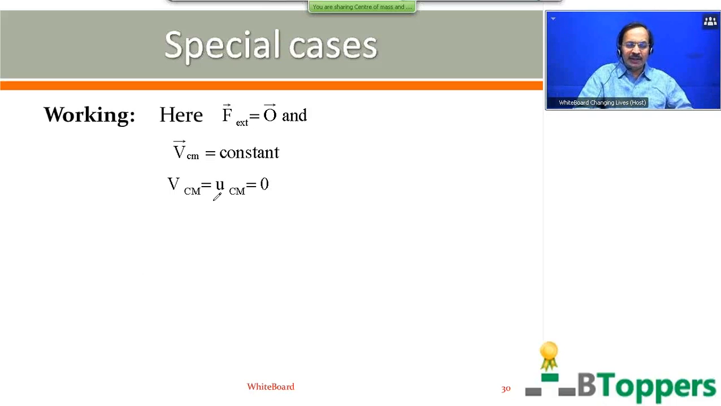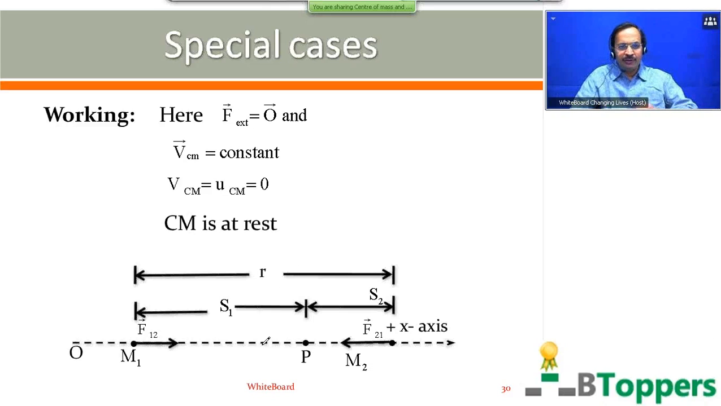At the beginning, both the particles are initially at rest, so initial velocity of each particle is 0. So initial velocity of center of mass of the system of the two particles is 0. So final velocity of center of mass of the system will also be 0. So center of mass of the system of the two particles is at rest.